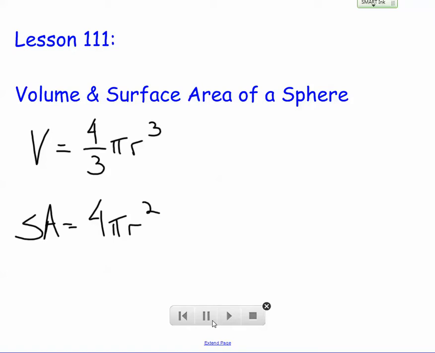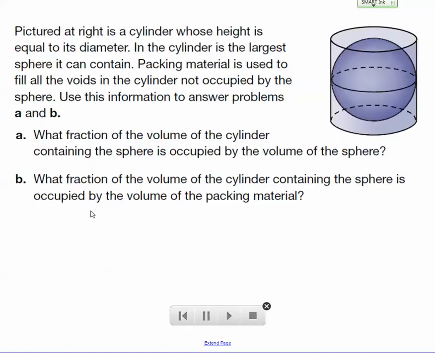If we can identify the right values, mainly radius is really all we need, then we should have no problem finding out the volume and surface area of a sphere. So first off, a little history, and like I said, I think tomorrow in class we'll talk a little bit more about this, but at the right we've got a cylinder whose height is equal to its diameter. In the cylinder is the largest sphere it can contain. So in other words, it touches the top and it touches the bottom and it touches the sides.